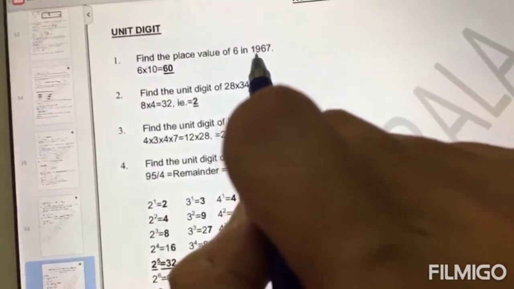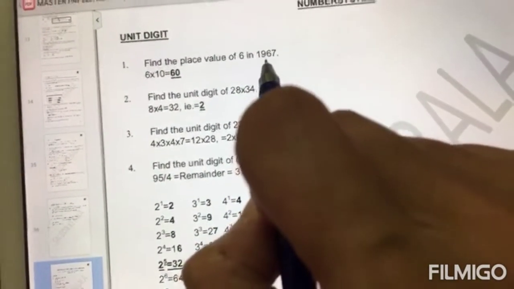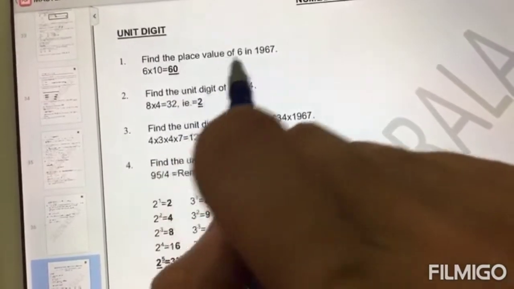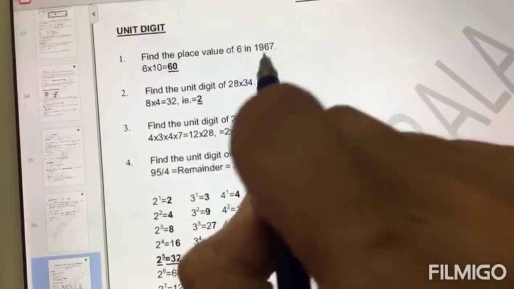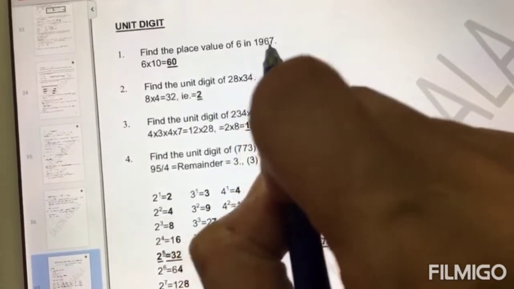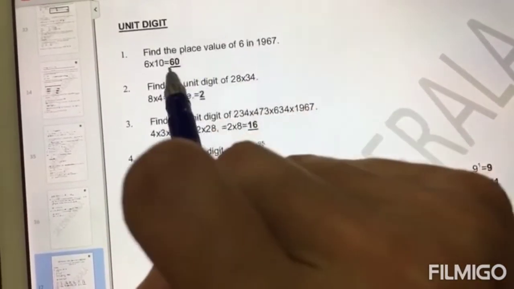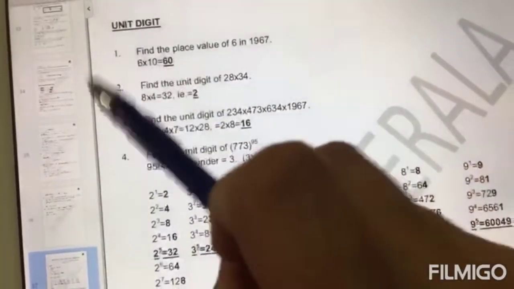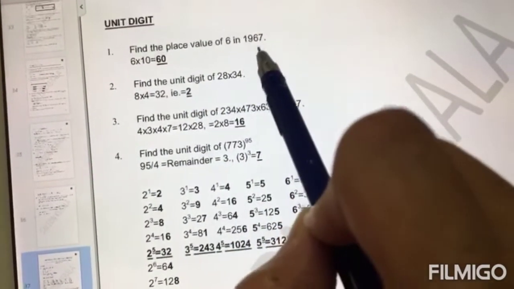What is the place value of 9? 9 is in the hundreds place. So the place value of 9 would be 9 into 100, which is 900. The place value of 1 would be 1 into 1000 because it is in the thousands place, which is 1000. That is the meaning of place value and the different places.